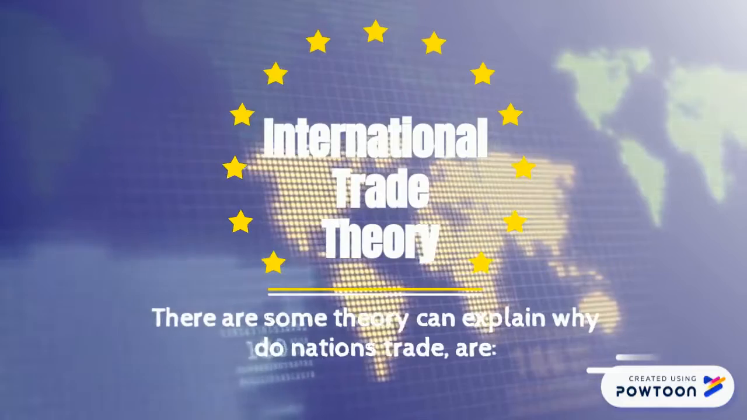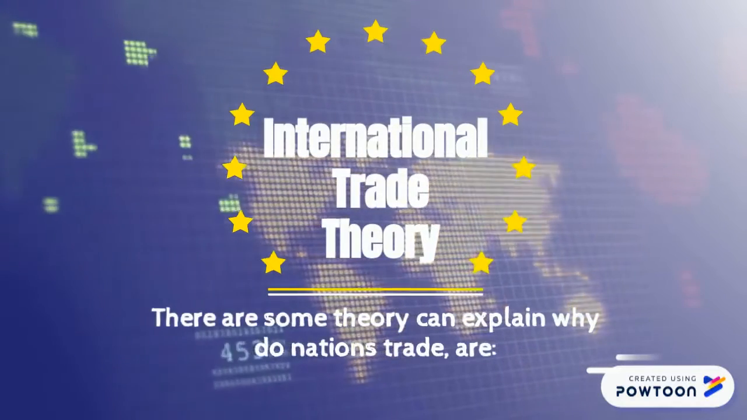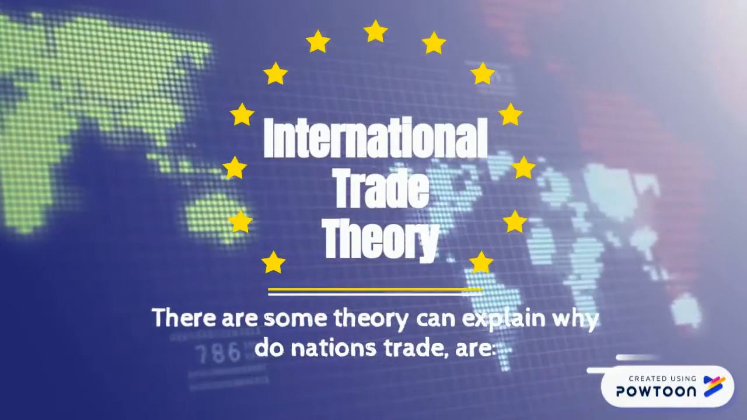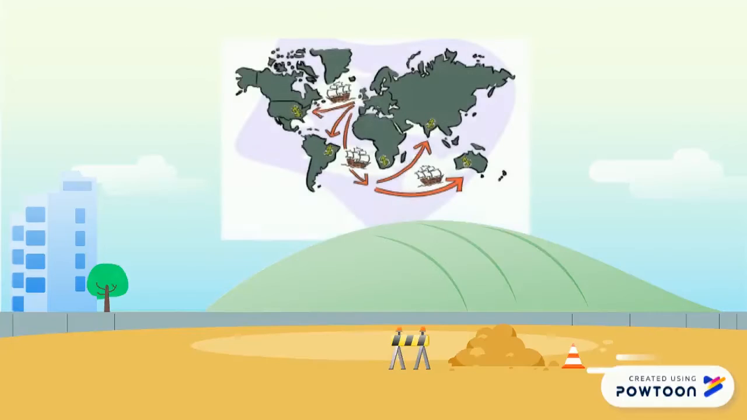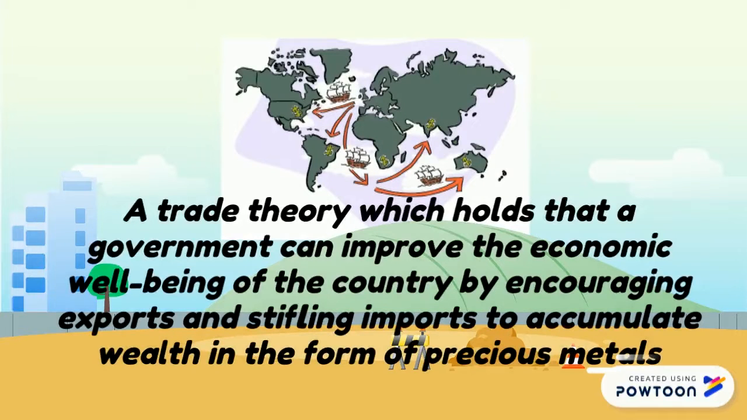There are some theories that can explain why two nations trade. First, mercantilism. A trade theory which holds that a government can improve the economic well-being of the country by encouraging export and stifling imports to accumulate wealth in the form of precious metals.